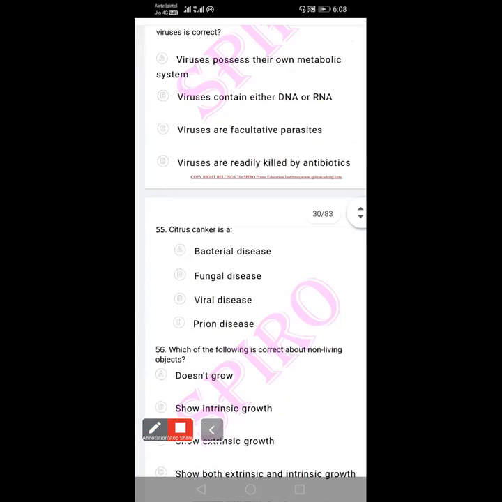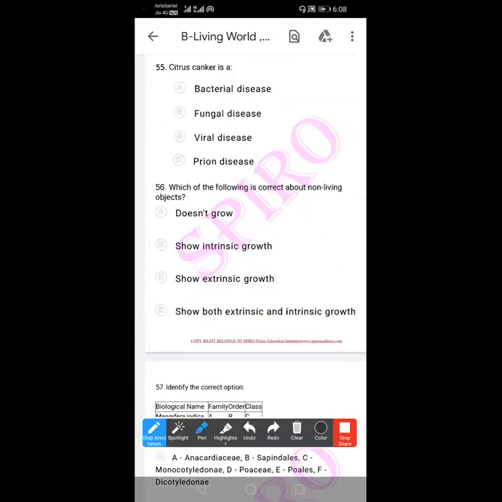The next question, the citrus canker. Again, this is the NCERT question. It is a bacterial disease. Okay, citrus canker is a bacterial disease.